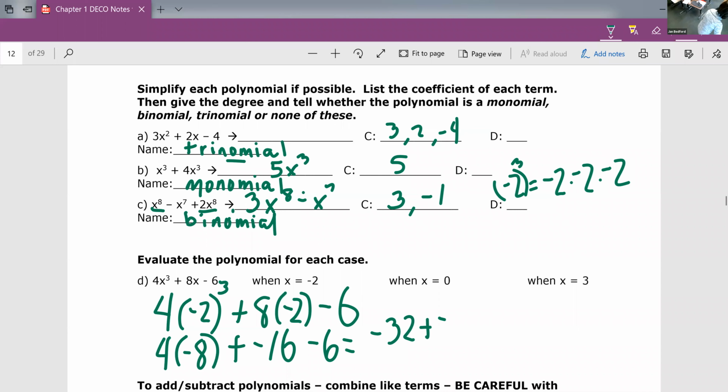plus a -16, and then it says -6, but I can write that as plus a -6, can't I? Add the opposite. So I'm adding 3 numbers that are negative. How do I do that? Add them all up, keep the sign. What are you going to get?